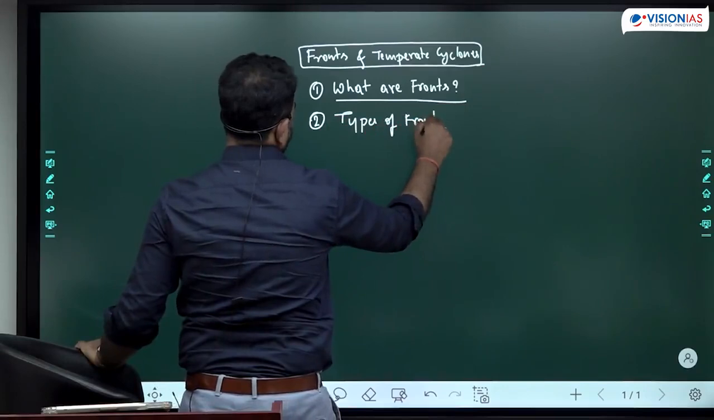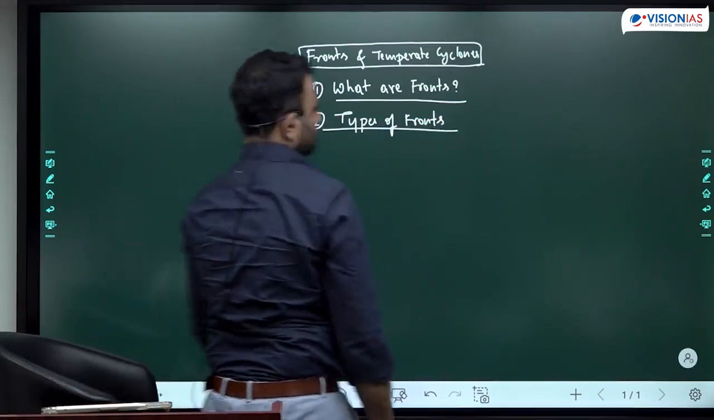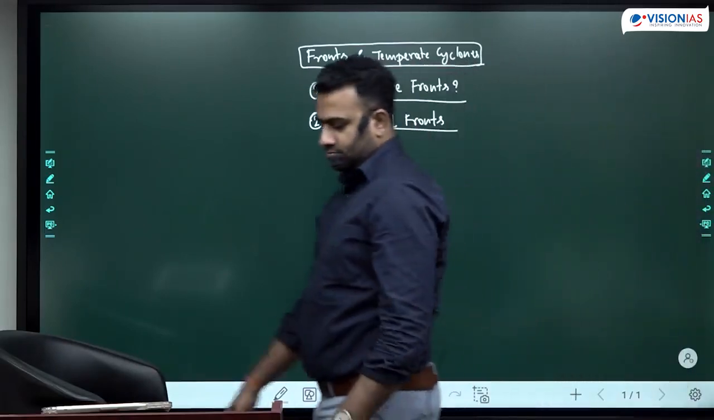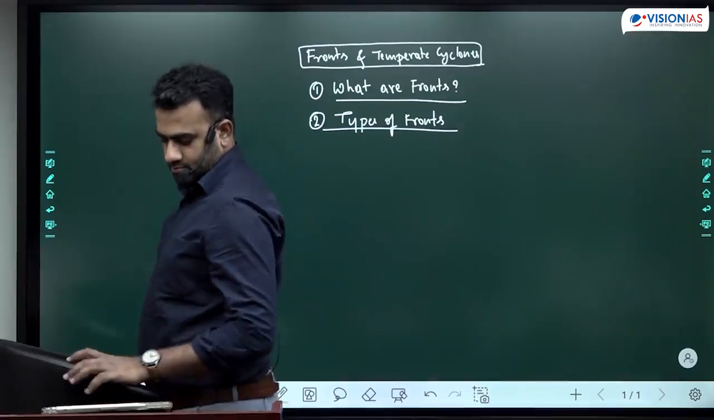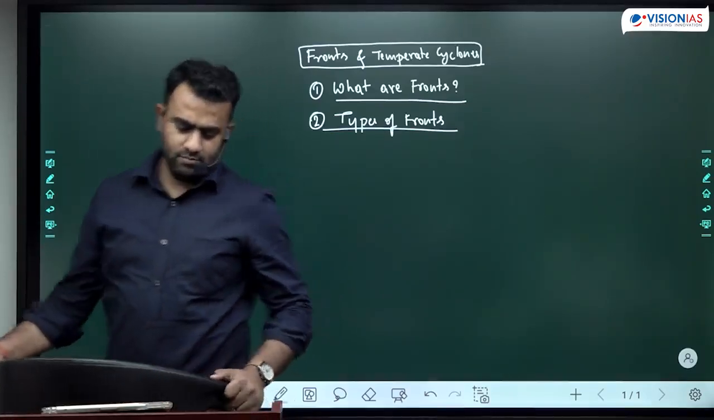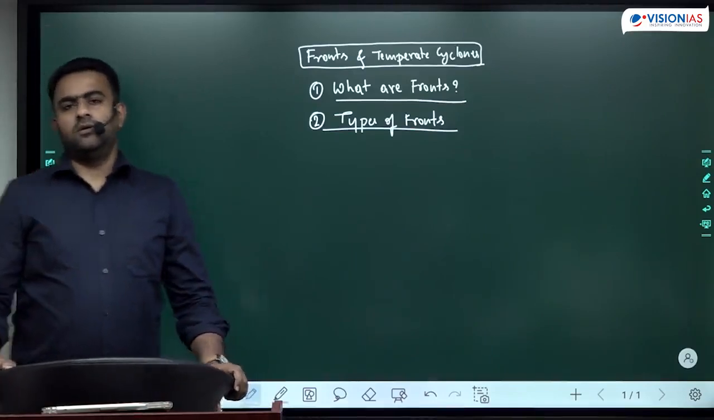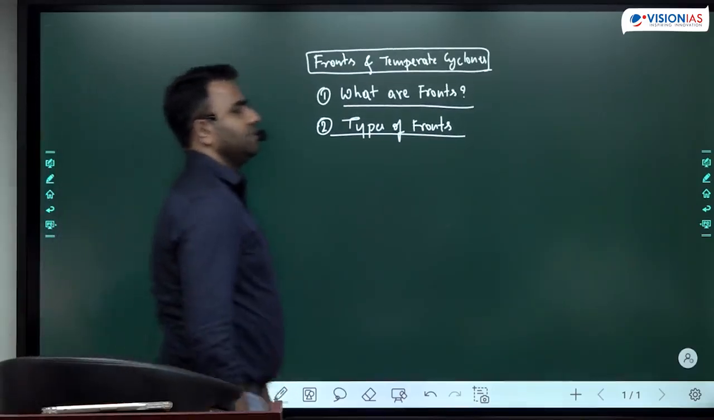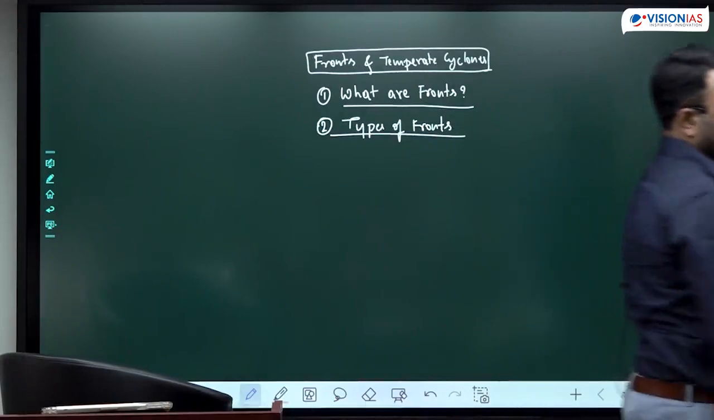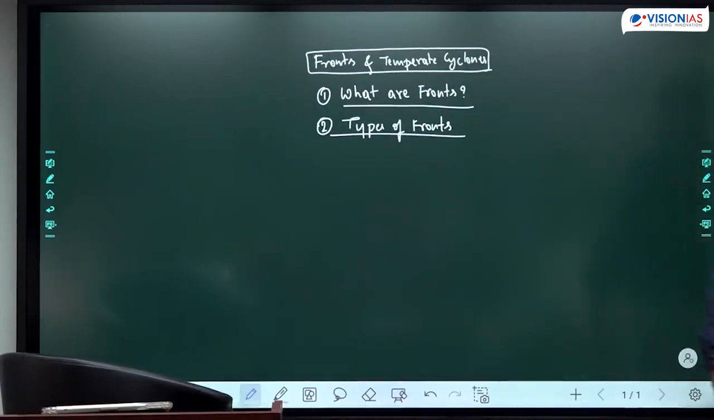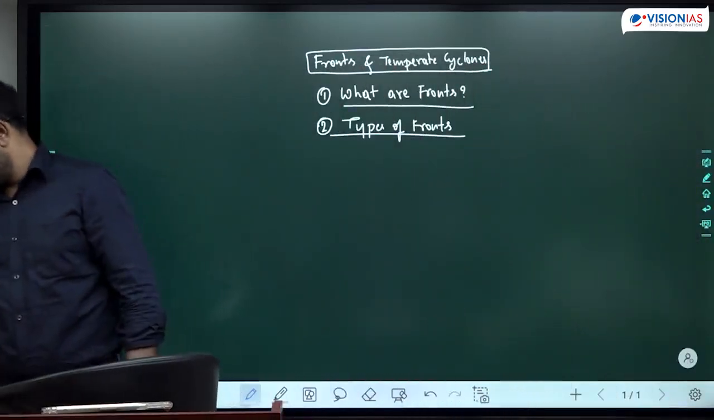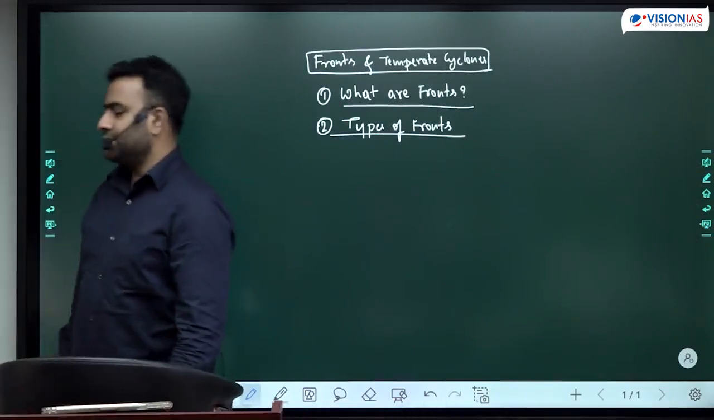Types of fronts. See, a front is a transition zone between two different types of air masses. Why did I tell you that it happens only in the temperate regions? Why not the tropical region? Why not the polar regions? Why only temperate regions?